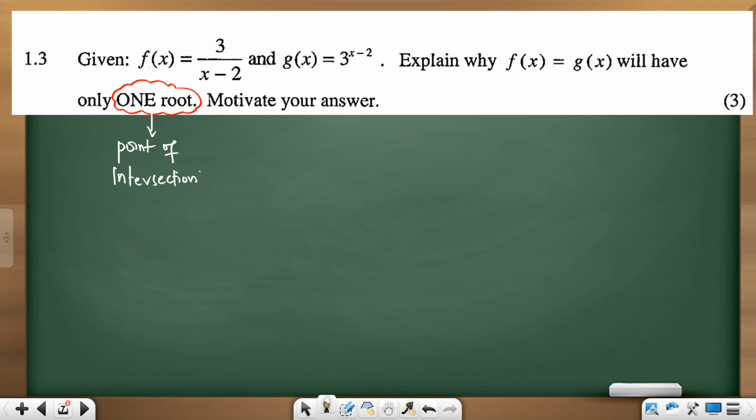Okay. Examiner says f of x equals g of x. Look, let's equate. That's what you would have done. Lovely. 3 over x minus 2 equals 3. How do you solve from here? Anybody? Suggestions?